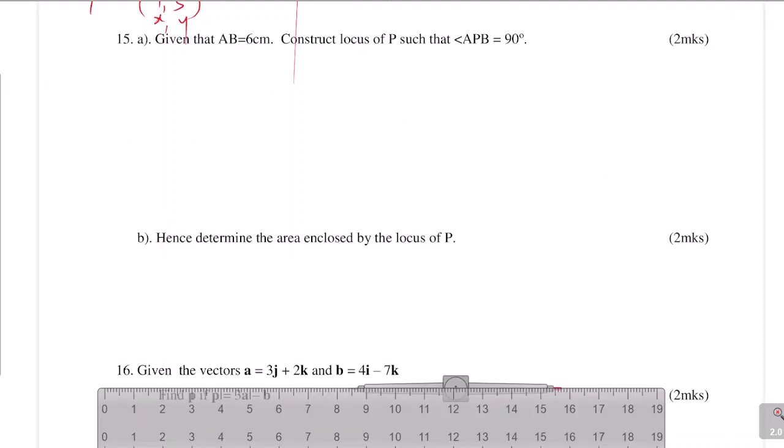Question 15, part A. Given that AB is equal to 6 centimeters, construct the locus of P such that angle APB is equal to 90 degrees. So let me just do a sketch. You have a line here, and this line is AB, 6 centimeters. We want to construct the locus of point P such that angle APB is equal to 90 degrees.